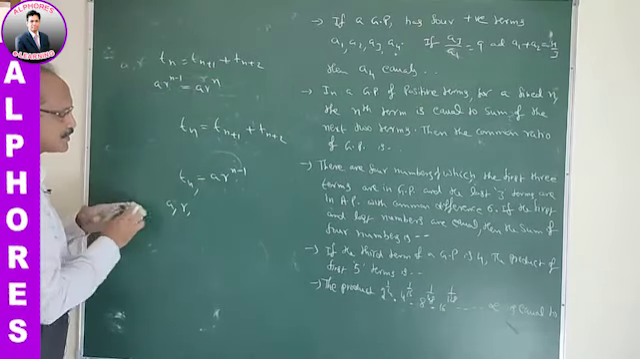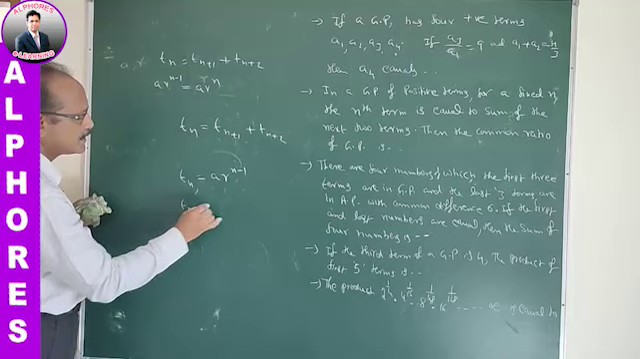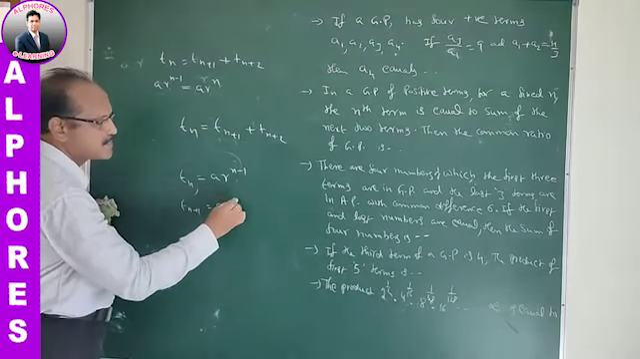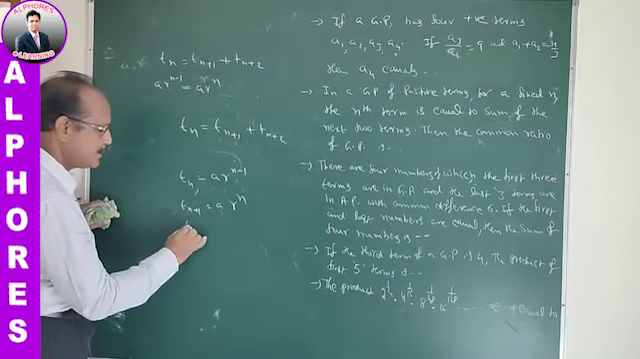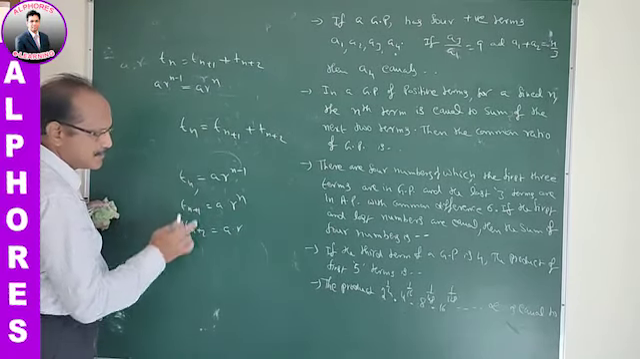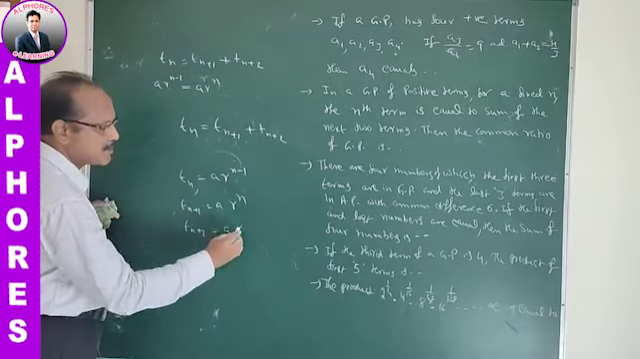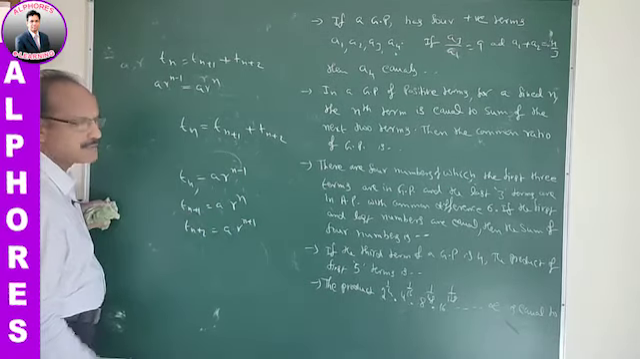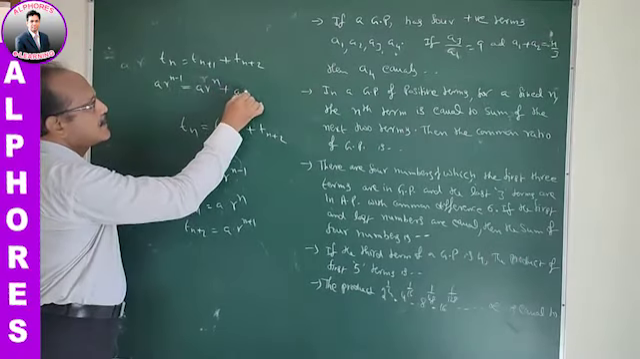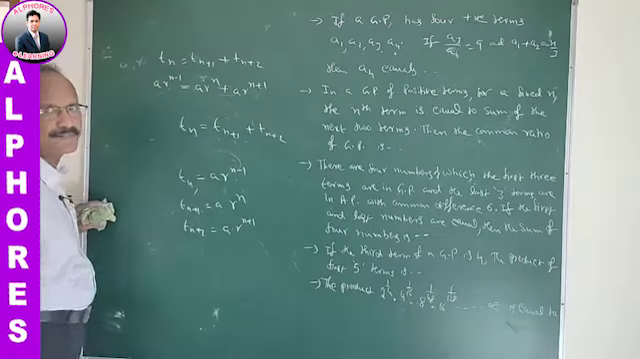If Tn is this one, then Tn plus 1 can be written as A into R power, replace n with n plus 1 in this formula, you will get AR power n. And Tn plus 2 is equal to AR power, replace n with n plus 2 in this formula, then you will get AR power n plus 1. Tn plus 1, Tn plus 2. Right, here I am writing the Tn plus 2 term like this.